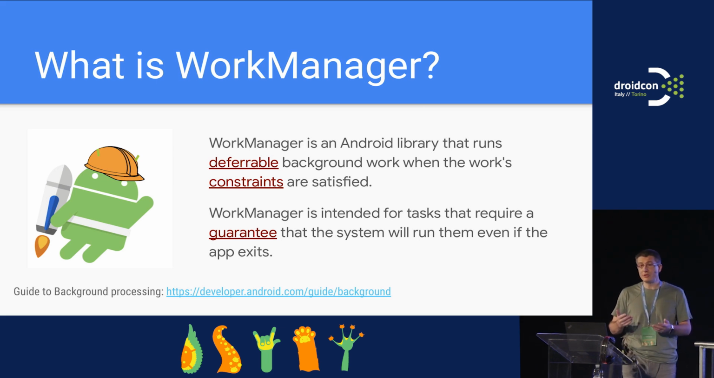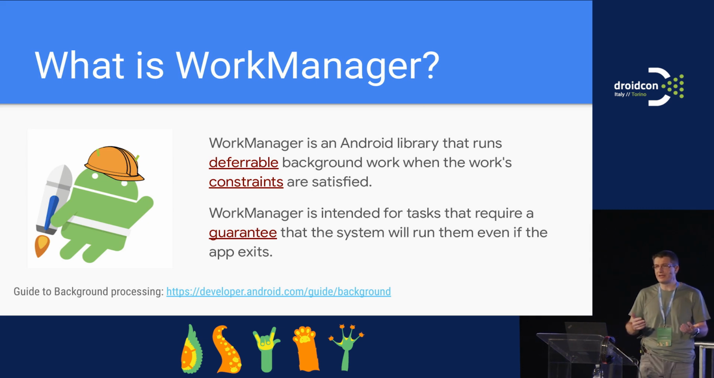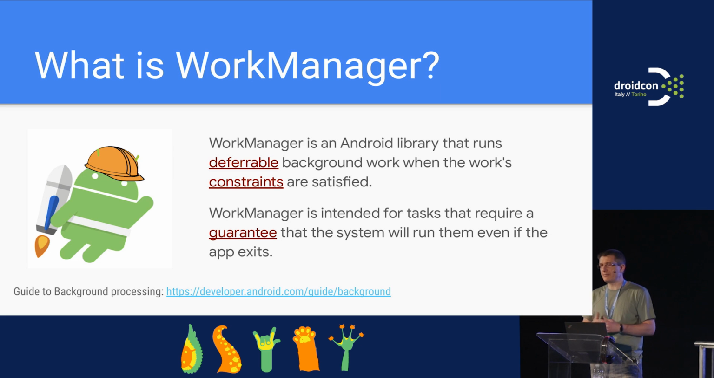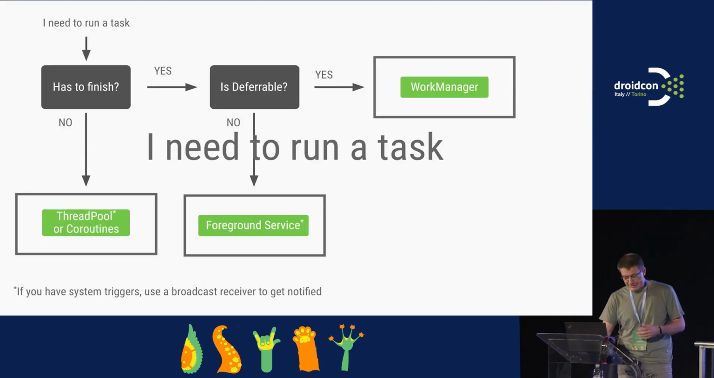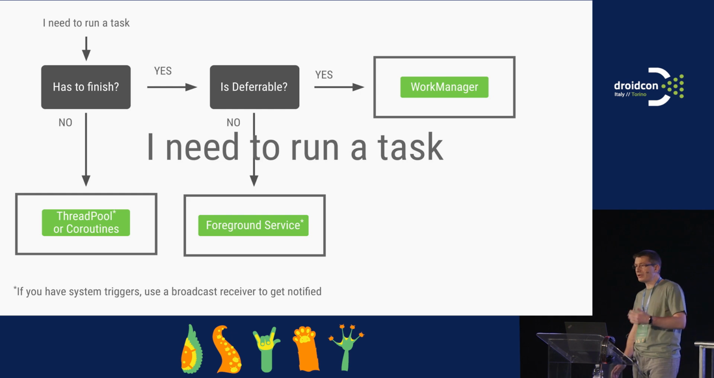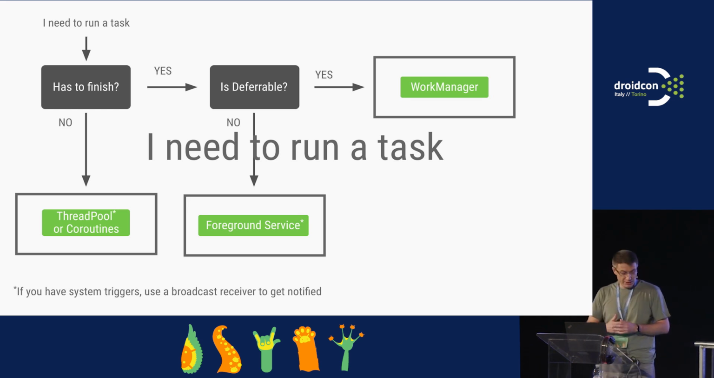So for example, if you are doing something and it's not important that the job is completed if the user exits from the application, well, it's probably not the best option to use WorkManager. Just to make this more clear, let's say that I want to run a task, and the first question I need to answer is: has to finish? Is it important that this job finishes? Because if it's not important and I need to run some background task, but when I exit from the application, the job is gone, I can use a thread pool or coroutines.